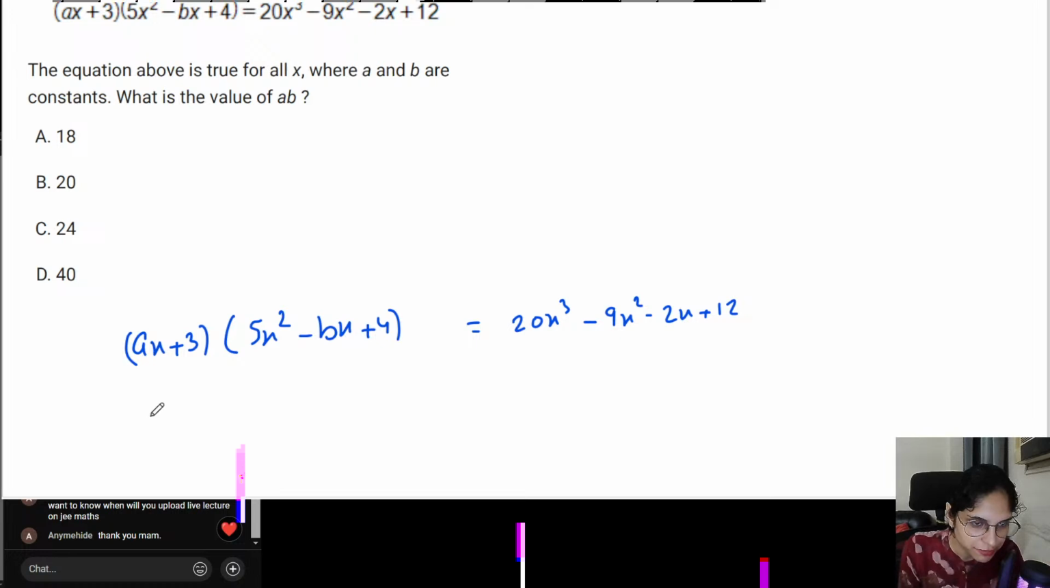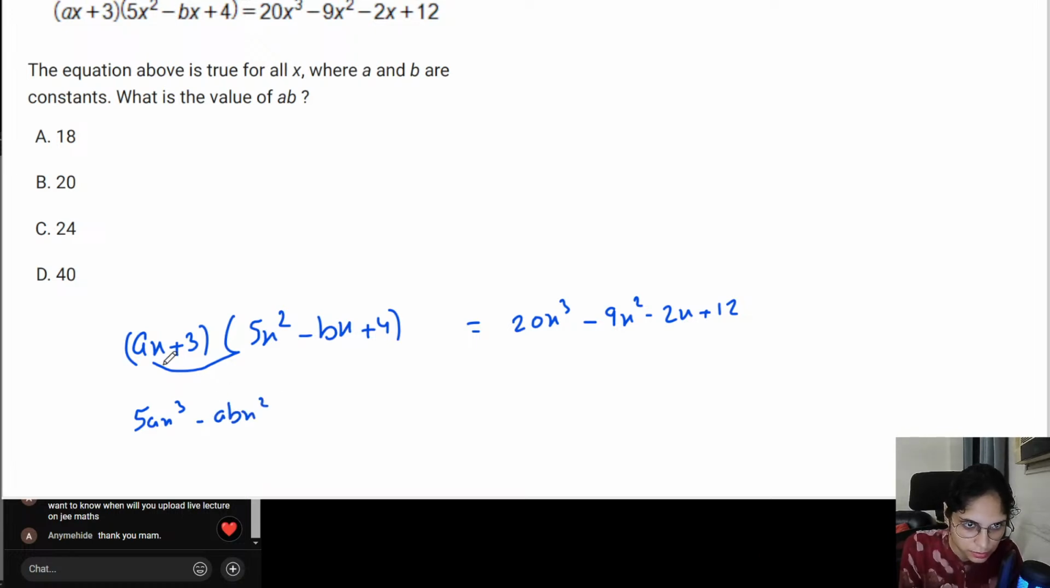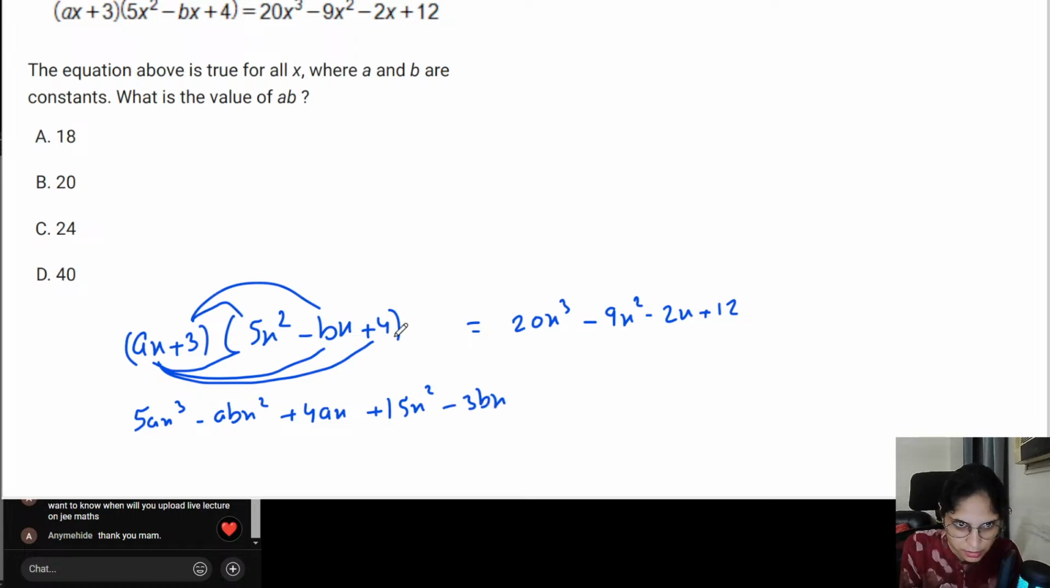And you have to compare. You have to get the value of a, b. So multiply. You will get 5ax cubed. Now you have to multiply ax with all three terms. Then you will get minus abx squared. Then you will get plus 4ax. Now you will get 15x squared minus 3bx plus 12.